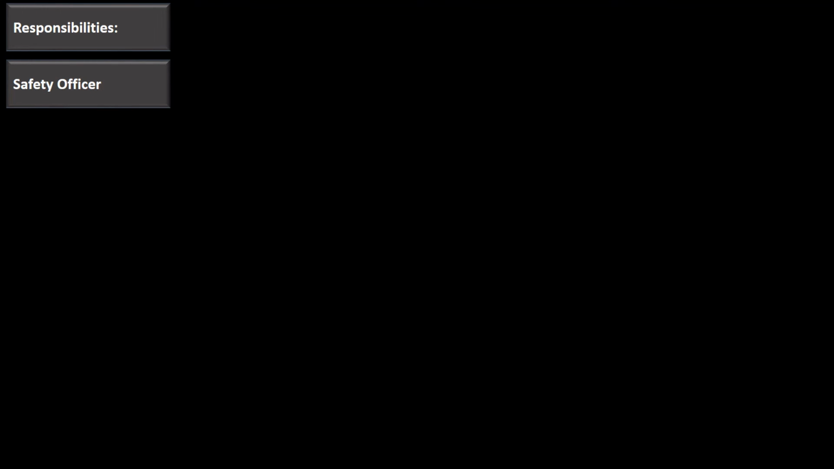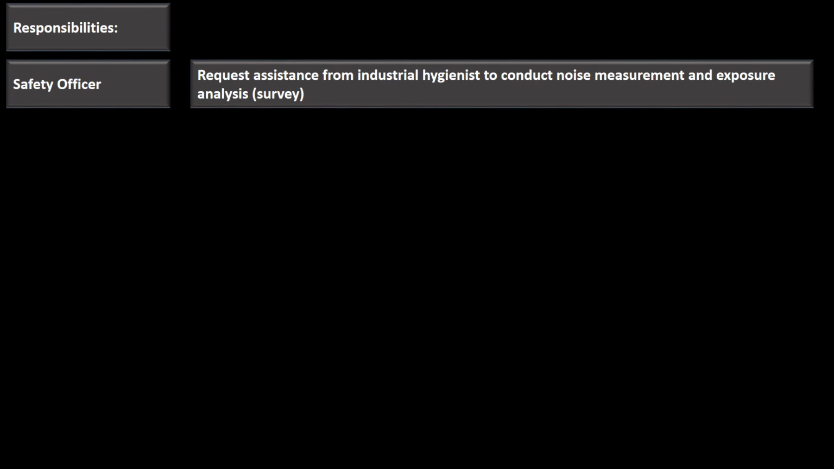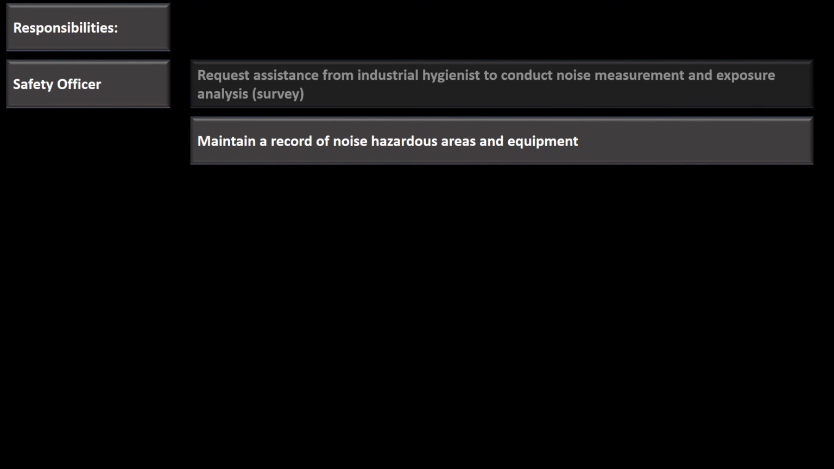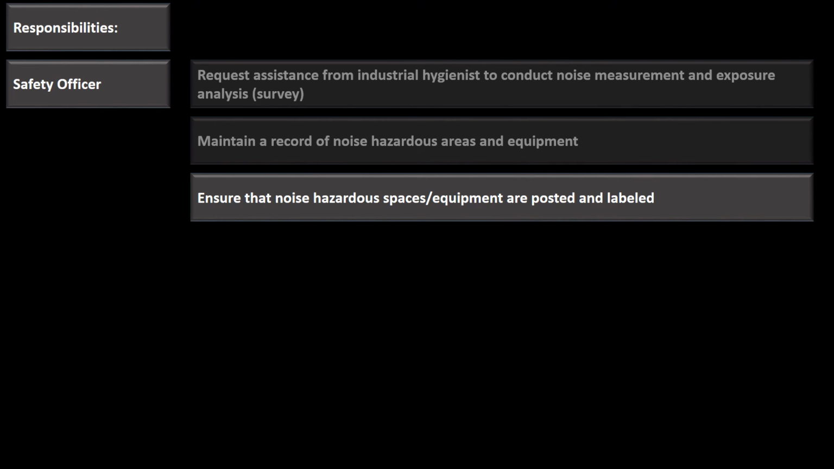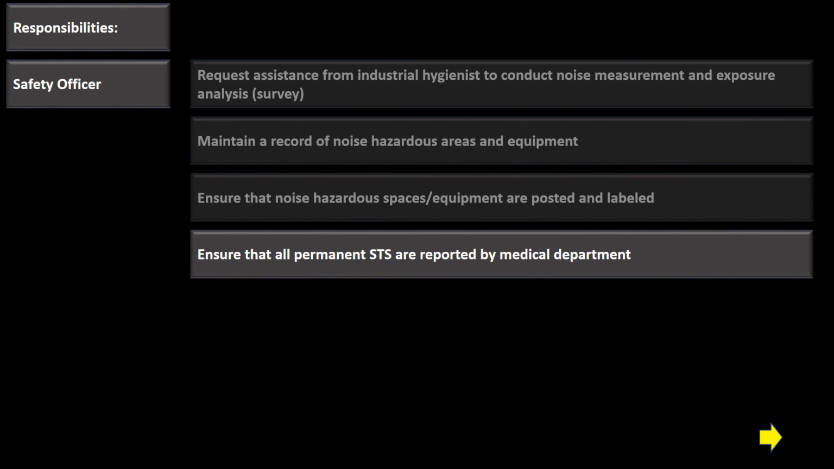The safety officer is responsible for requesting assistance from industrial hygienists to conduct noise measurement and exposure analysis so they can do noise surveys. He needs to maintain a record of noise hazardous equipment. He needs to ensure that noise hazardous spaces and equipment are posted and labeled. He's got to make sure that NAVMED 6260/2A is on the equipment and that NAVMED 6260/2 is on all the doors leading into a noise hazardous area. He's got to ensure that all permanent significant threshold shifts are reported by the medical department.